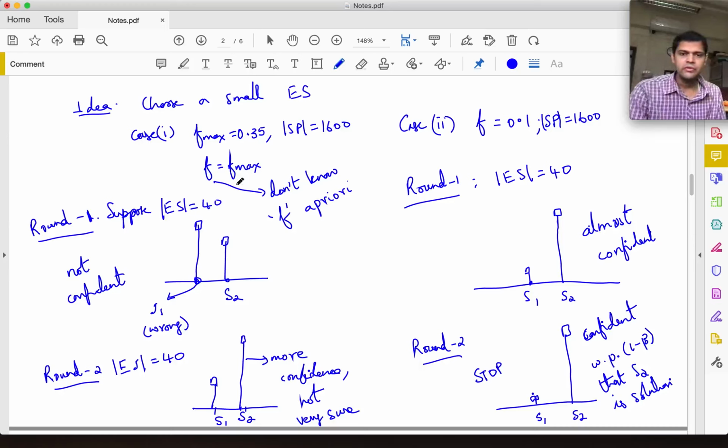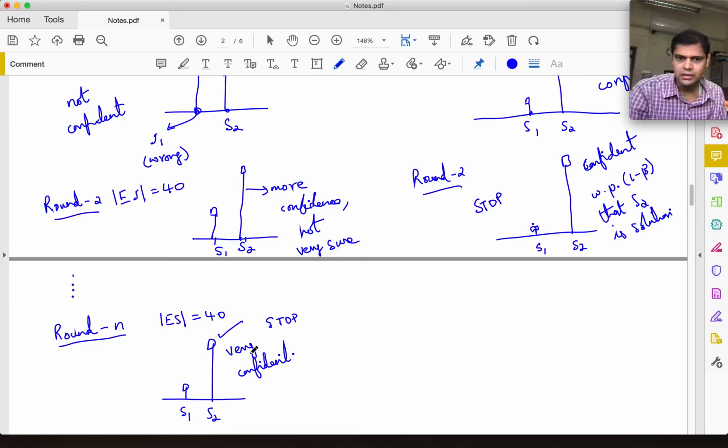In case f is equal to f max, we may have to go through many rounds and we don't know exactly when we are going to stop. We're going to use some probabilistic technique to decide when we are really confident and then stop. So this could take a large number of rounds, and we can design for how large this number of rounds is going to be in some expected sense, right? We can say the expected value for n, I want to be, let's say, 5 rounds. Okay, so then once I am given this expected value of n, automatically we get the size of ES.